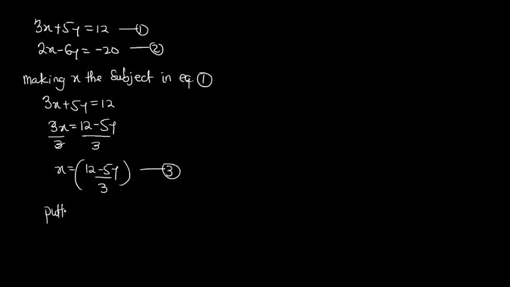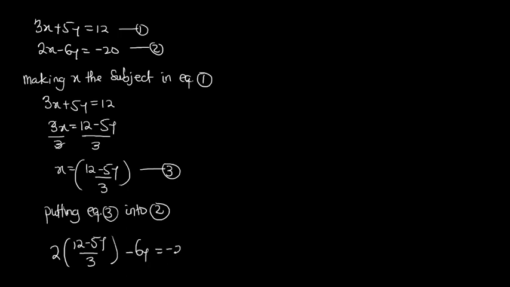So putting equation 3, which is this new equation, into the second equation over here, into equation 2, I'll have the expression 2 into bracket. Now my x is (12 minus 5y) on 3, then minus 6y is equal to minus 20. Alright, so from here, what I will do is expand this bracket first.